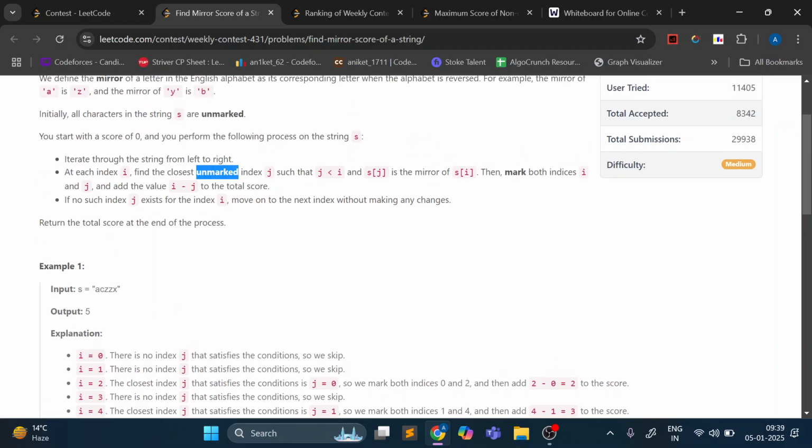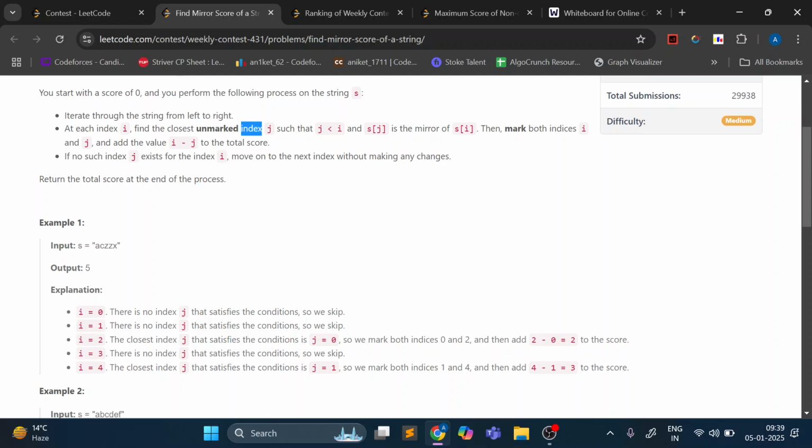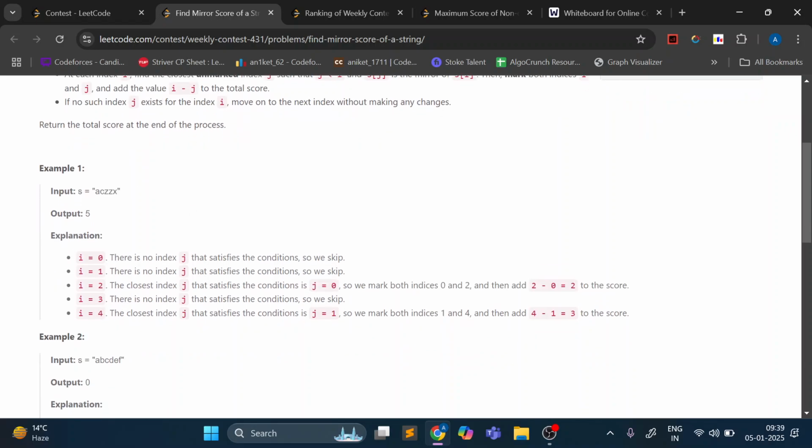Now we won't consider this A again because it is marked now. We need to find an unmarked index j, and that too the closest. And for index 4, its mirror character is C. We found C at 1, so we add 4 minus 1 to our score.